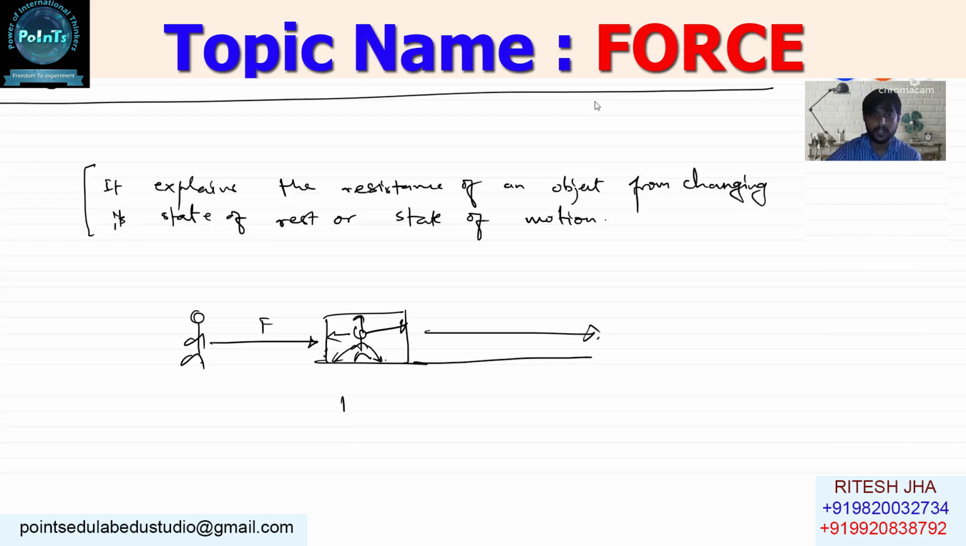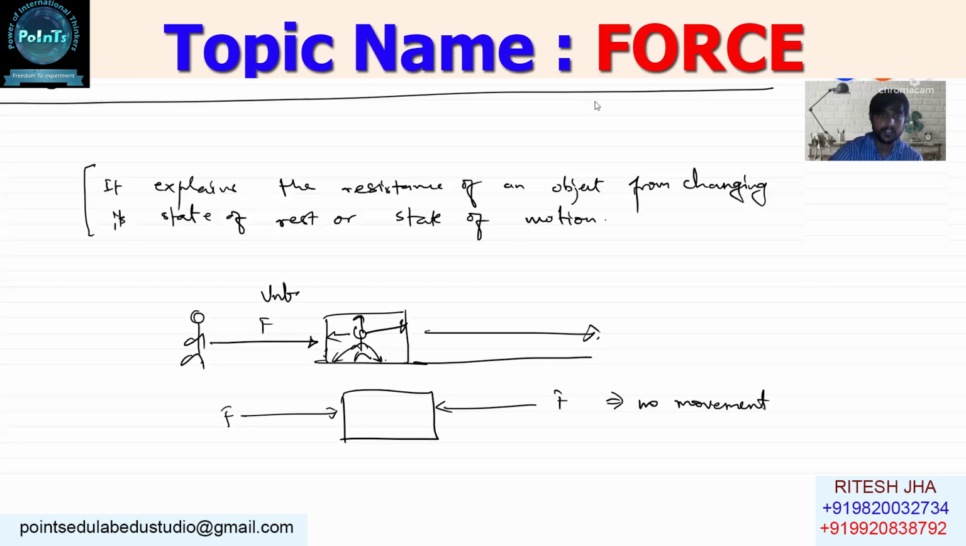Now suppose there is a force in this particular direction, and a force in this particular direction, and they both cancel each other. In this case there will be no movement, because this is a balanced force. This has to be an unbalanced and external force only.